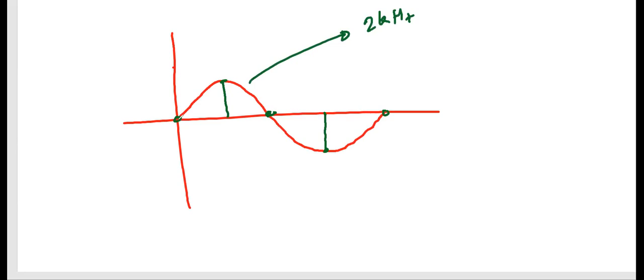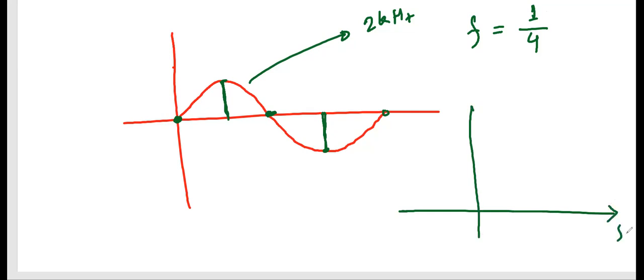Okay. And now how many samples do you need to represent the whole cycle? Sir, 4 samples. 4 per cycle. So F is equal to 1/4. Very easy. Now we can plot it in the frequency domain. Let's say this is 1 divided by 4, or eventually 0.25.